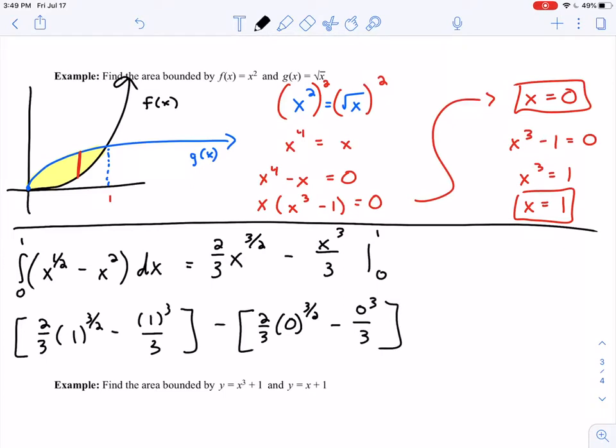Here on this right-hand term, 0 to the 3/2 is 0 times 2/3. That's just going to be 0. And 0 to the third is 0 divided by 3, which is 0. Be careful with this. This is just a friendly public service announcement.